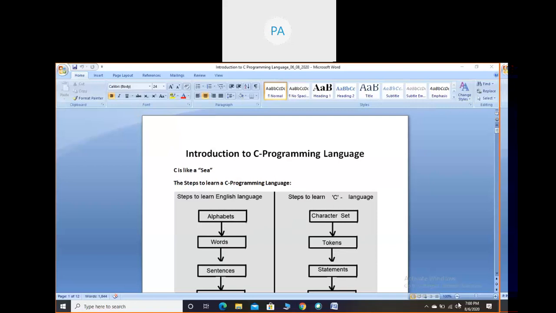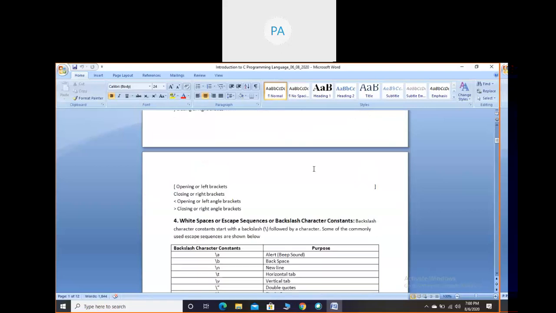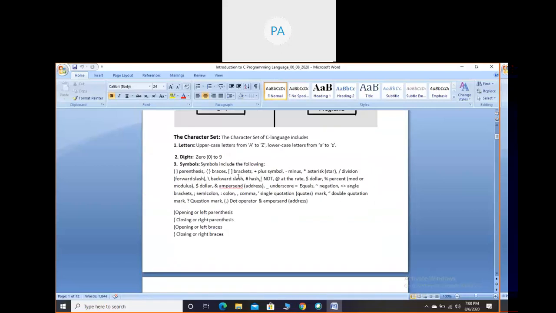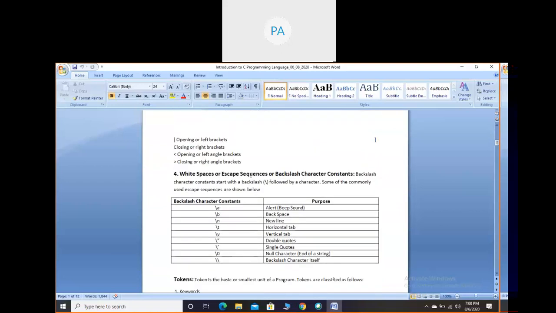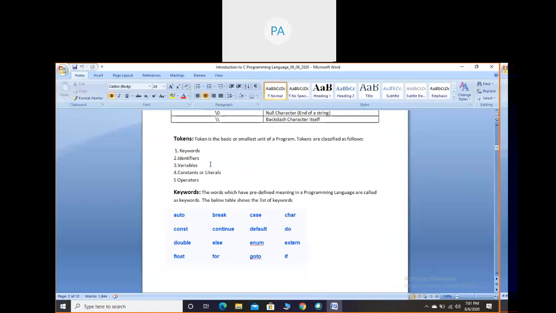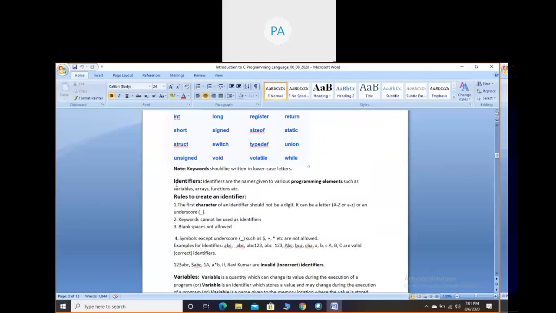So yesterday we saw some basics of C programming: how to learn a new language and what the steps are. Then we came across the character set, which includes letters, digits, symbols, and white spaces, or what we call escape sequences or backslash character constants. Then we came across the topic called tokens. In that we saw the topic keywords. Then we came across the term identifiers.